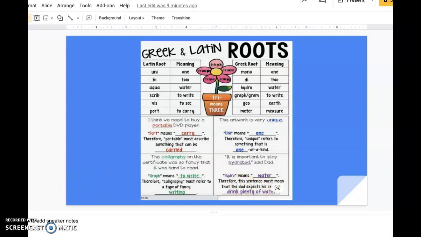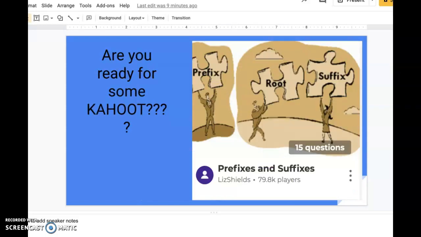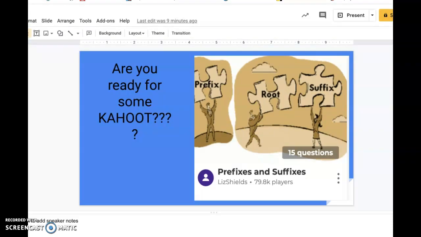That's very important. Okay, we've learned a lot about prefixes, suffixes, Greek and Latin roots. Now we're going to do a fun prefix and suffix review. Are you ready for some Kahoot? All right, stay tuned. If you would like to do Kahoot, your teacher is going to give you the direction.